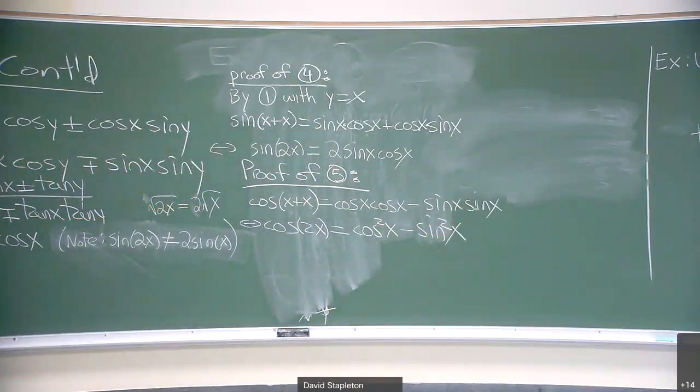Again, you can sort of visualize it. Put y equal x, what do I get? That really helps in memorizing these. Cosine of 2x, therefore, is cosine squared x minus sine squared x.